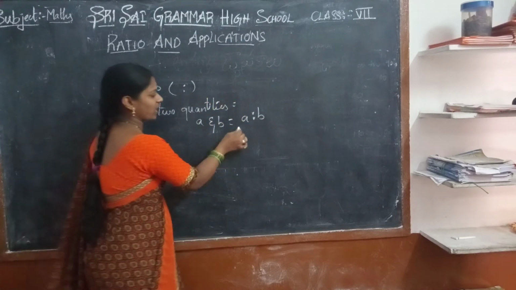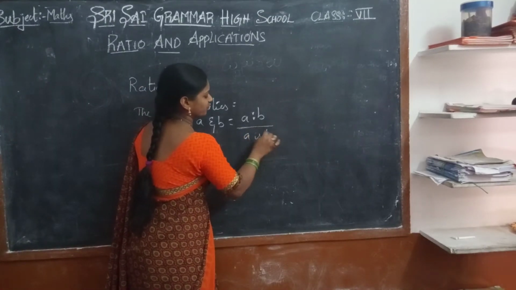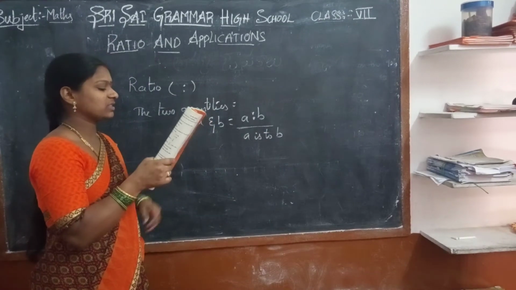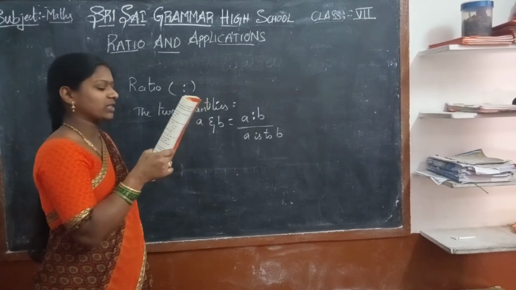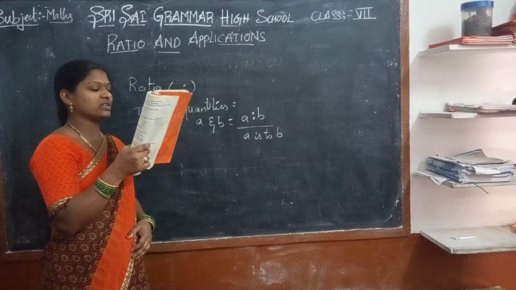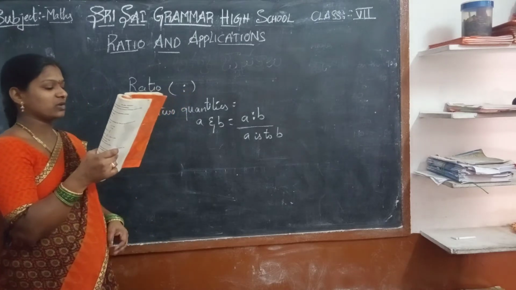How are we going to read this? A is to B. Then the two quantities A and B are called the terms of the ratio. The first quantity A is called the first term or antecedent, and the second quantity B is called the consequent.